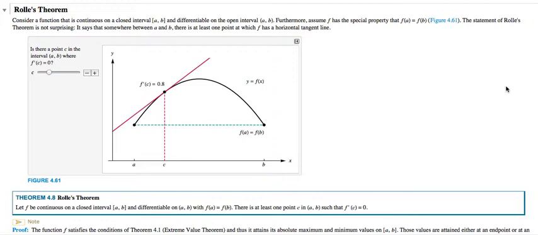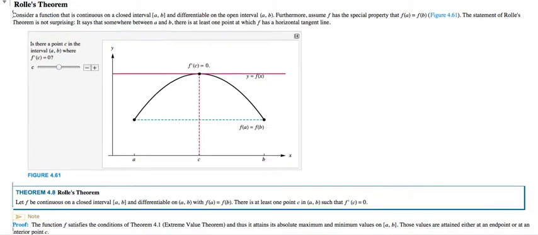is 0. So in this case we can see we have f of a equal to f of b, and at some point on this interval, at least one point, there has to be a spot where the derivative of this function is 0. And you can see in this case we've arrived at the local maximum, and in this case c has the derivative of 0.